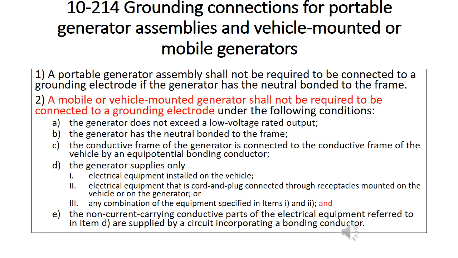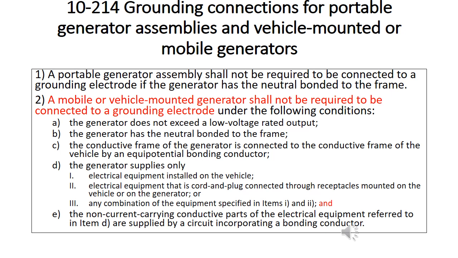Subrule D, the generator supplies only electrical equipment installed on the vehicle, electrical equipment that is cord or plug connected through receptacles mounted on the vehicle or on the generator, or any combination of the equipment specified in items 1 and 2, and the non-current carrying conductive parts of the electrical equipment referred to in item D are supplied by a circuit incorporating a bonding conductor.